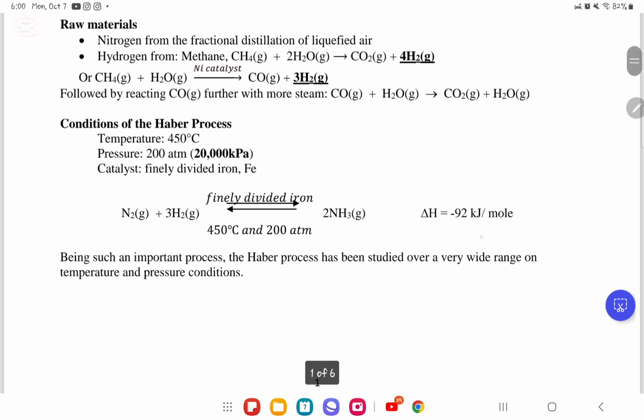So the raw materials that we need to produce ammonia are nitrogen from the fractional distillation of liquefied air, then hydrogen from methane. So CH4 plus 2H2O gives us CO2 plus 4H2. So again, how do we collect nitrogen? We collect nitrogen from the fractional distillation of liquefied air, and we collect hydrogen from the reaction between methane and water. The reaction between methane and water will give us what? It will give us carbon dioxide and 4H2 gas.